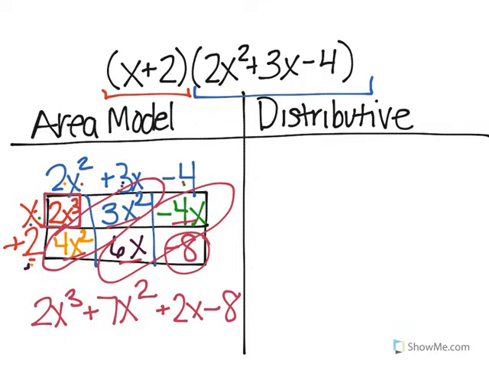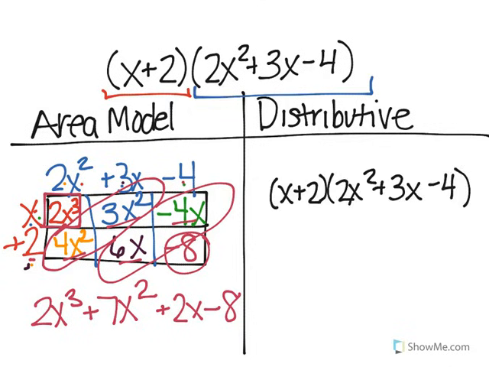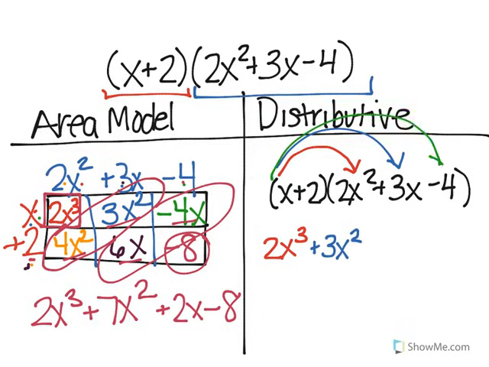Now let me show you with distributive property. Again, I need to multiply each term in my first factor by each term in my second factor. First, I'm multiplying x times 2x squared, which is 2x cubed. Next, I'm multiplying x times 3x, which is 3x squared. Next, I'm multiplying x times negative 4, which is negative 4x. And now I have to multiply my second term by each term in my second factor.